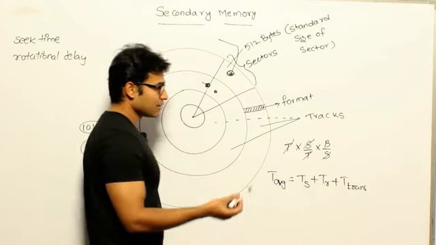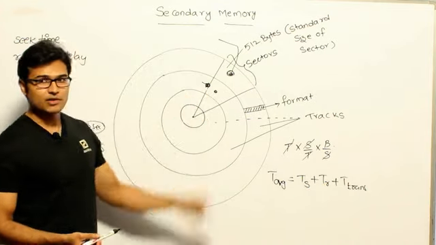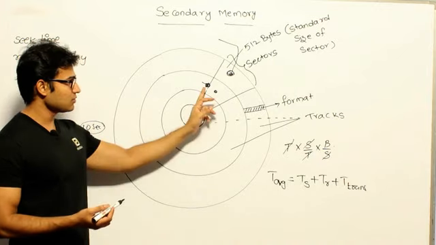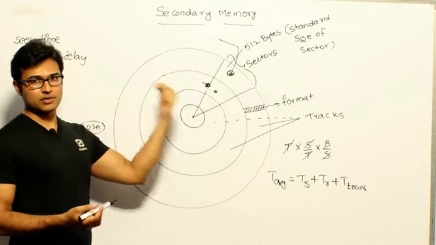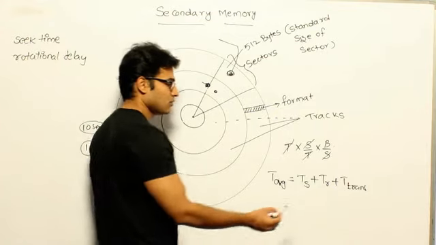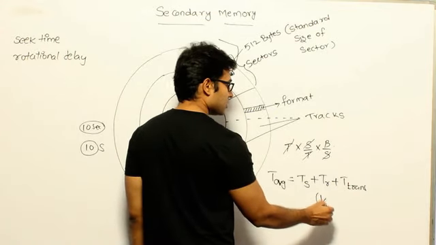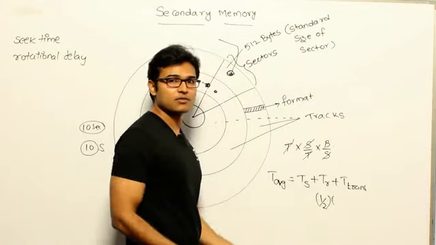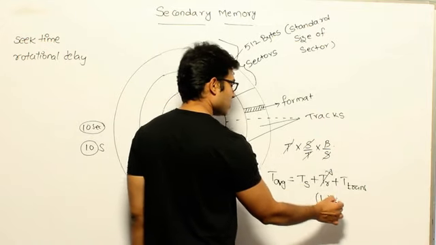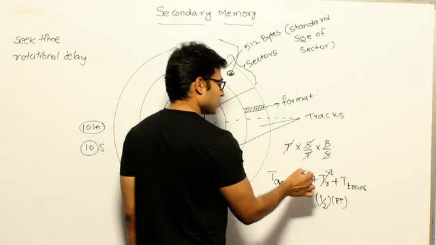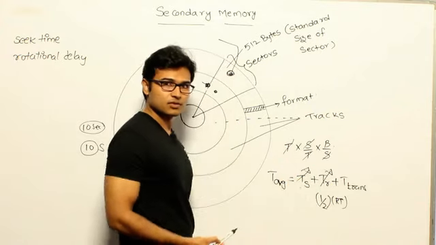So average means, in the best case you might land at the beginning of a sector and you can start reading. In the worst case, you might land at the end of the sector and you have to go for one complete rotation. Therefore, on average you might have to wait for half the rotation time, isn't it? Half the time taken for rotation. So this one, if it is not given, go for half the rotation time, and if seek time is not given, there is no other option, go for 0.